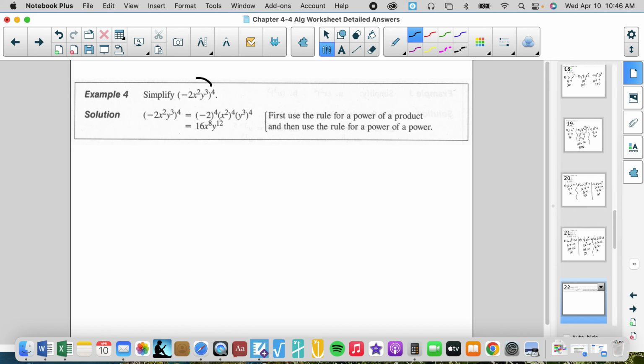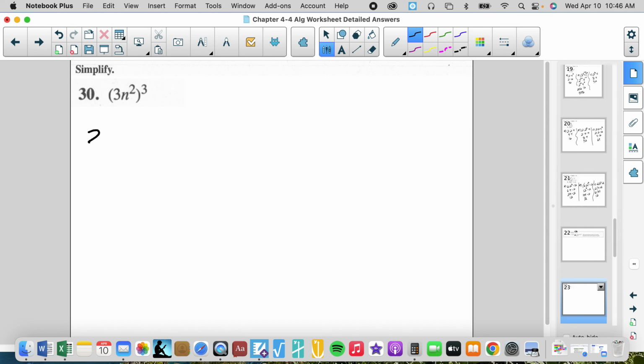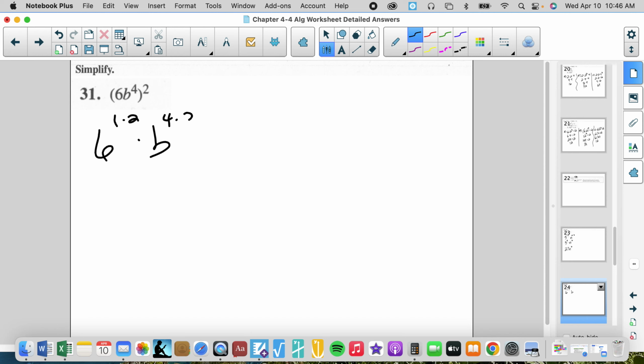So here we are going to distribute to each of the things. Notice how they have parentheses around the negative, very important to recognize that. That's going to be 3 to the 1 times 3, n to the 2 times 3. That's 3 to the third times n to the 6th. 3 to the third is going to be 27, n to the 6th. 6 to the 1 times 2, b to the 4 times 2, power of powers, we are going to multiply. 6 squared, b to the 8th, 36, b to the 8th.